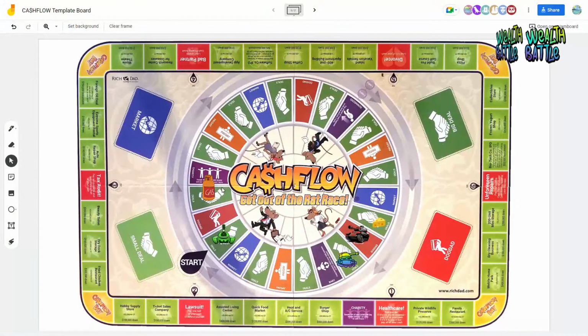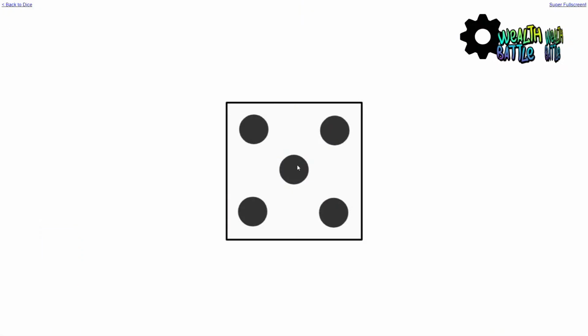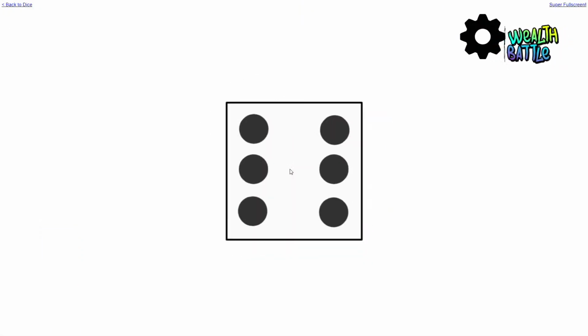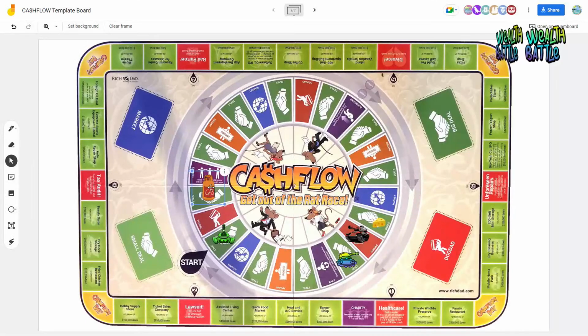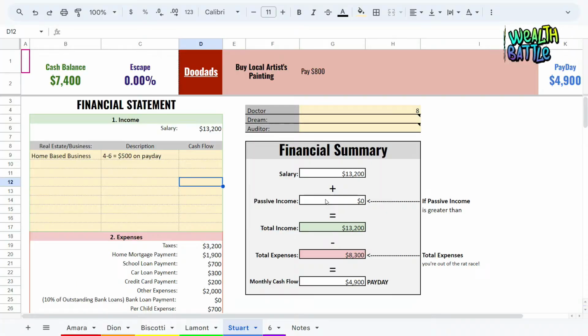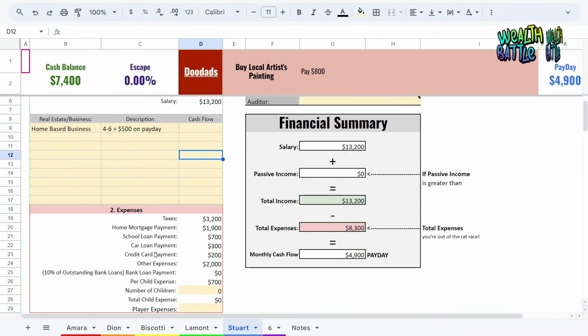Awesome. Stuart, I'm giving you a roll. I rolled you a 6, Stuart. 1, 2, 3. Passing a payday. 4, 5, 6. Landing on a deal space. Would you like a big deal or a little deal? Let's go big deal today. Okay. Anything else you'd like me to do for you?